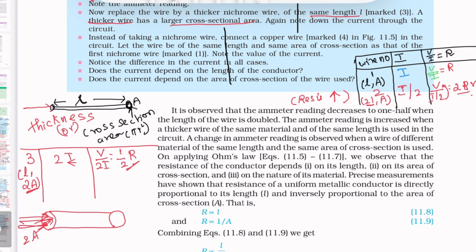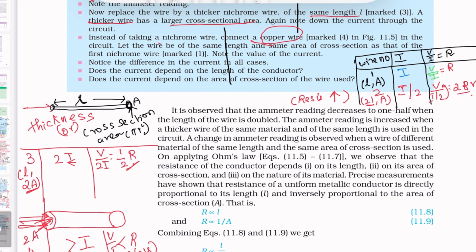Then, fourth number, in the fourth wire, I change the material. Instead of taking a nichrome wire, I connect a copper wire. Here it is the same length and same cross section area, L and A, but a different material. Material is different, I have taken copper. What I noted is the current increased. That means whenever there is a current increase, the resistance was less, the V by I ratio was less.